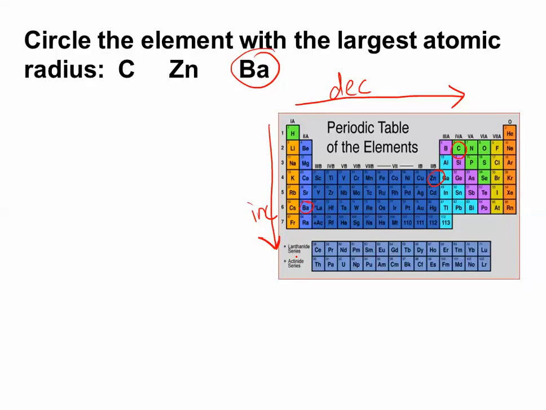Well, the dominant factor here is going to be that barium has 6 energy levels versus zinc, which has 4 energy levels, and then carbon, which has 2 energy levels.